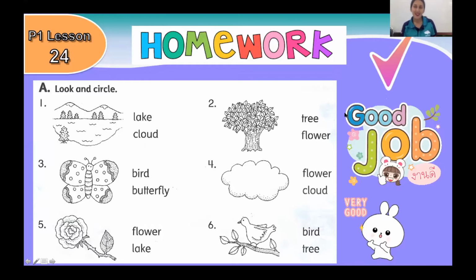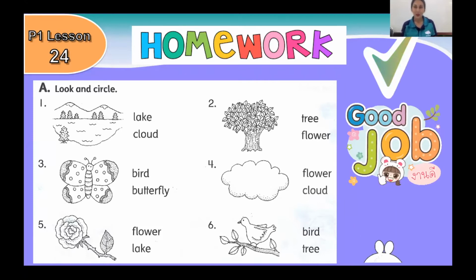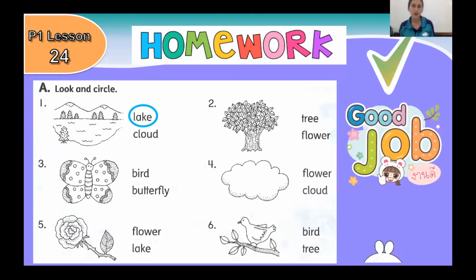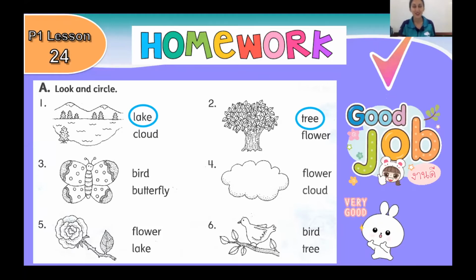Okay, P1, let's start checking your homework. Look at picture number 1. What do you see? I want you to think. Is it a lake or a cloud? Well done. This is a lake. Let's continue. Picture number 2. What is it? Tree or flower? Right, this is a tree. Good job, P1.